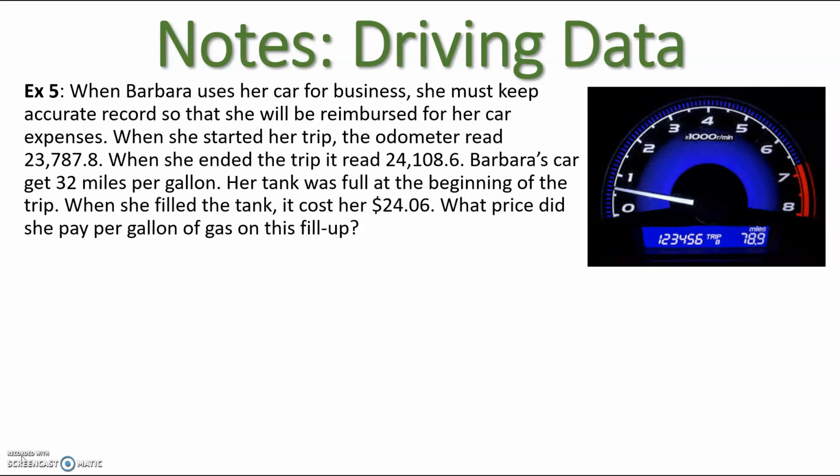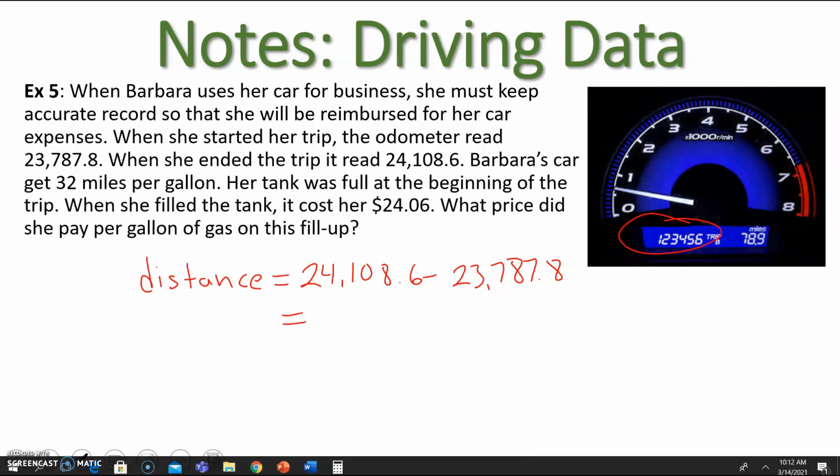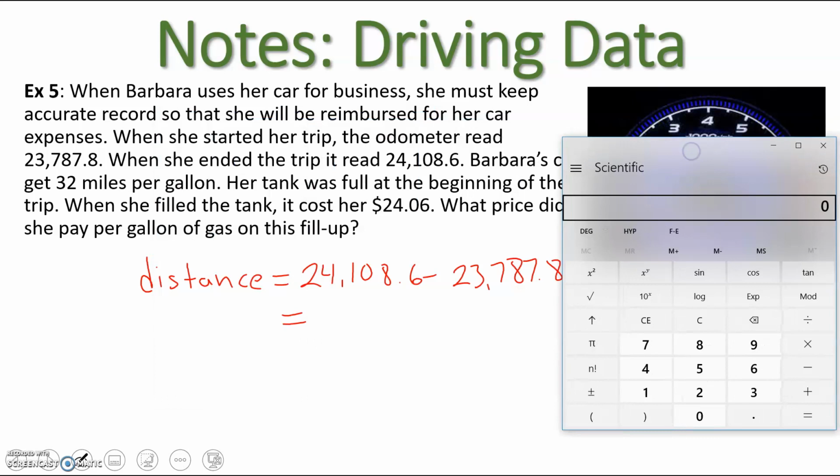All right, so the first thing is, let's figure out the distance traveled by Barbara. We're going to use her odometer readings in order to determine that. So we're going to take her odometer reading now, 24,108.6, and subtract her odometer reading at the start, 23,787.8. Now, in case you don't know, the odometer is what you see on the dashboard of your car, and it tells you how many miles your car has driven in its life. So it just tracks it. Kind of gives users an idea of how old and how used the car is, right?